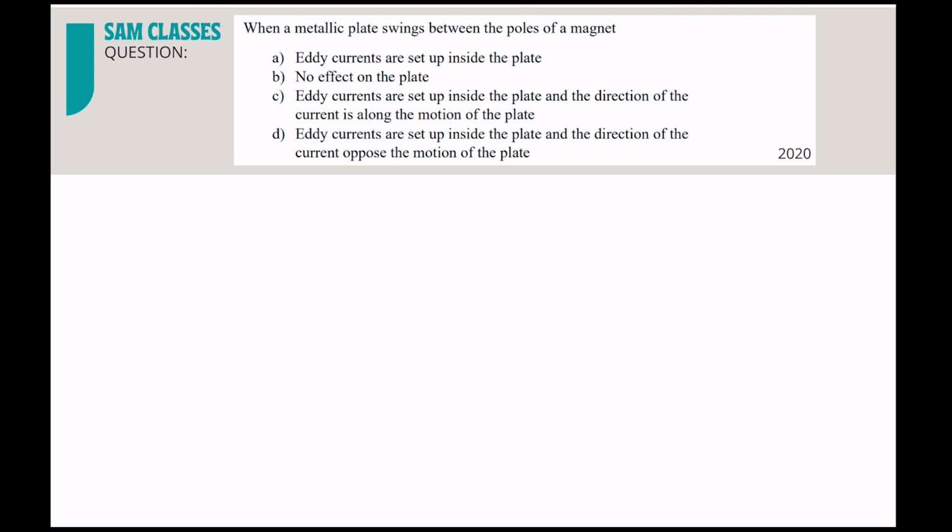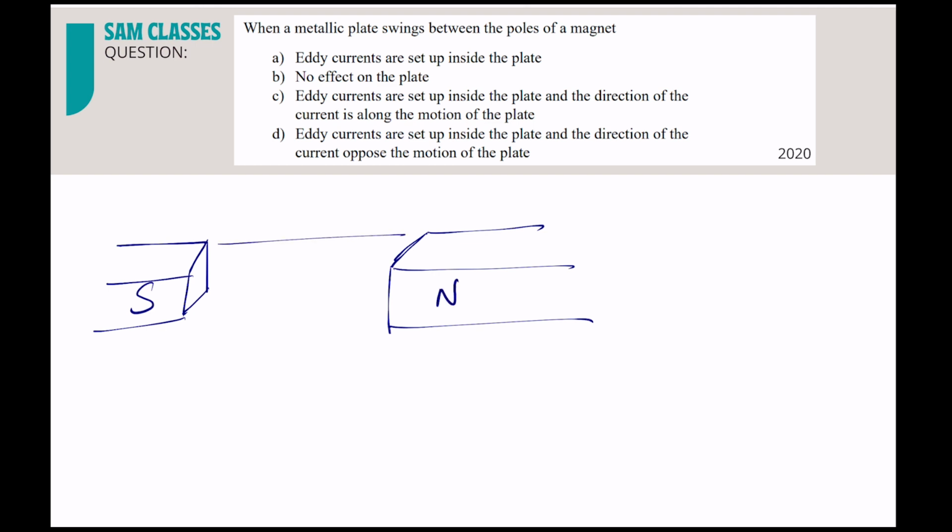Okay, the first question that we have here is a very important question. Now you need to understand this question is, when a metallic plate swings between the poles of the magnet. So let's draw a metallic plate. So let's say we have a magnet here. Okay, my diagram is bad. Okay, so forget about that. And let's say we have a north pole here, and field lines are going, correct. Now what you have done here, now what you have done here is you have made a what?